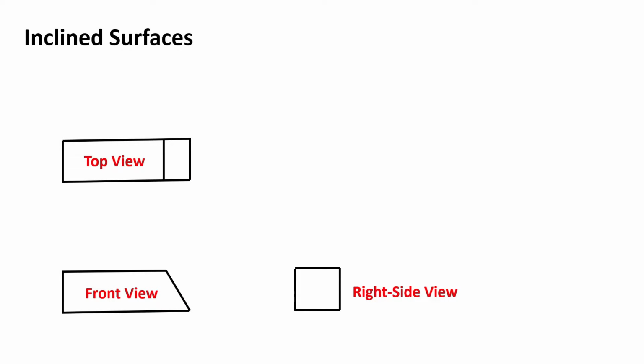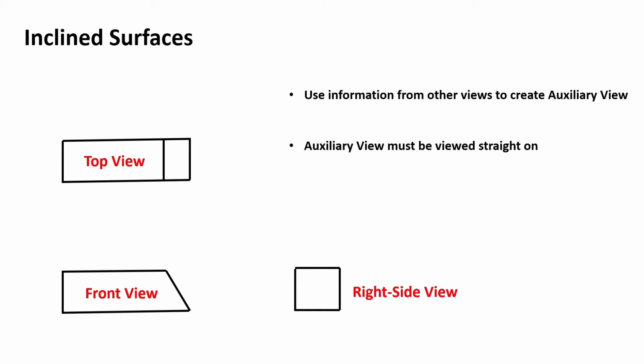When an inclined or angled surface must be described on a print for manufacture, an auxiliary view must be used. An auxiliary view is essentially a view created from the other views that specifically describes the inclined surface. The view is created like the three main views in the sense that it is drawn as though the viewer is looking at the inclined surface straight on.